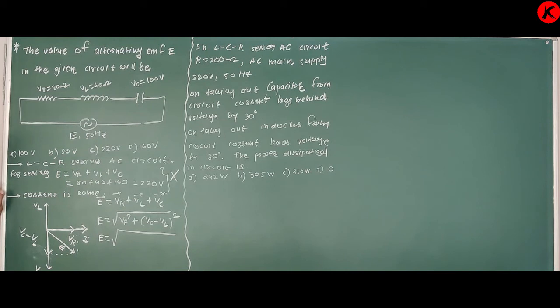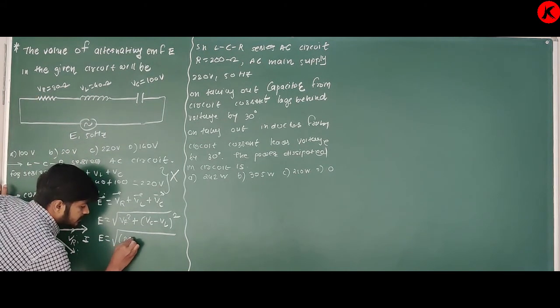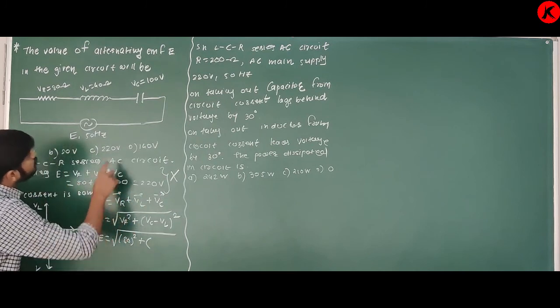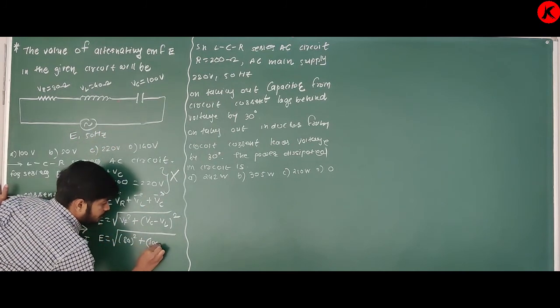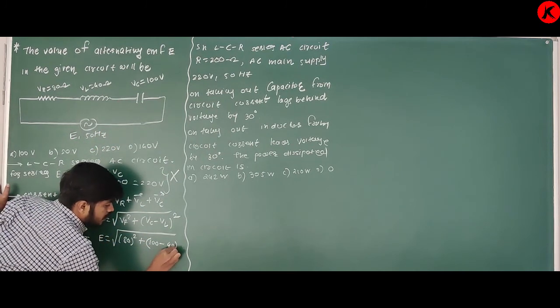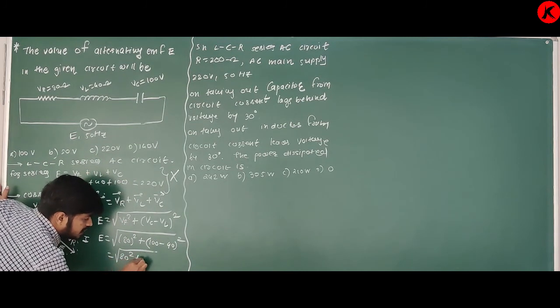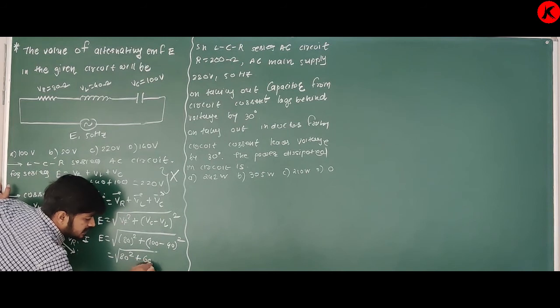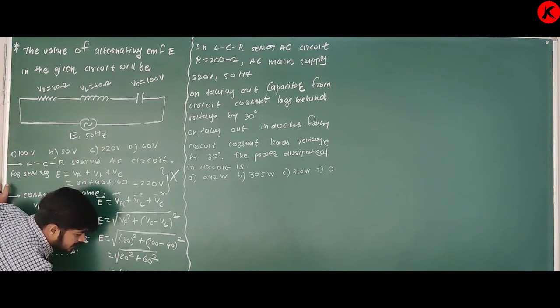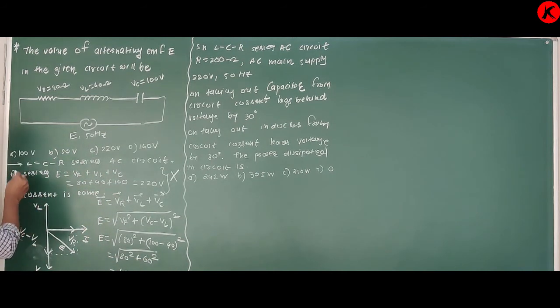So E is equal to under root, VR is 80 square plus VC is 100 and VL is 40, whole square. So it is 80 square plus 100 minus 40, which is 60 square. So we know its answer. It will be 100 volt.